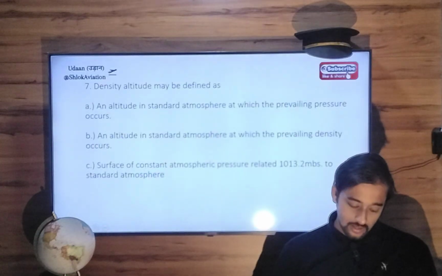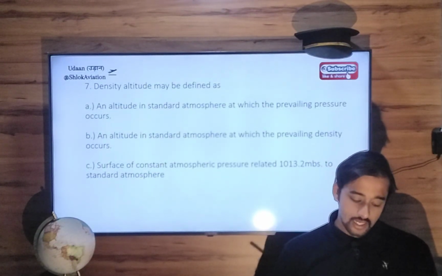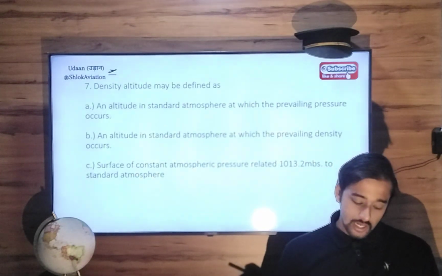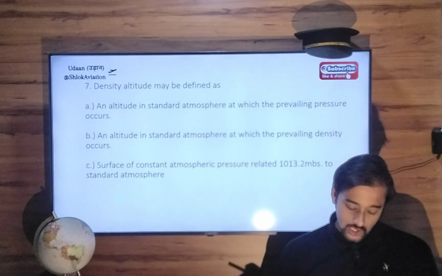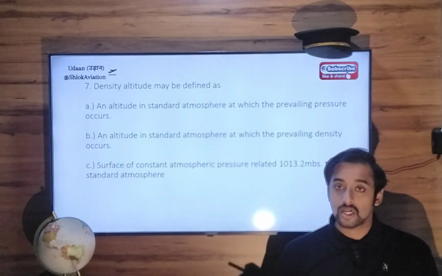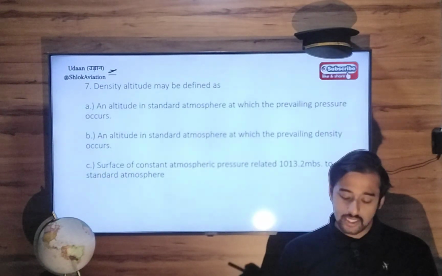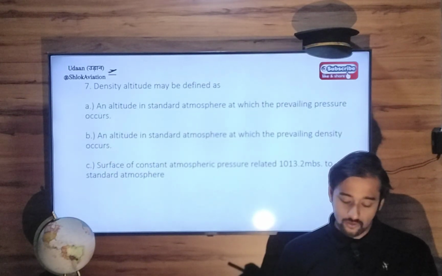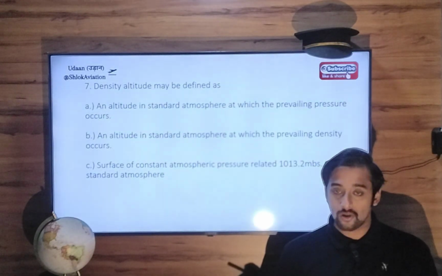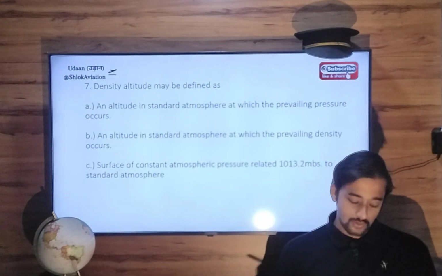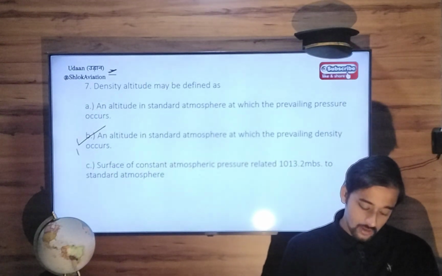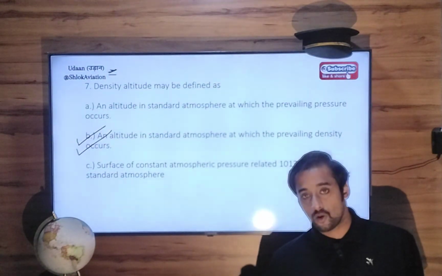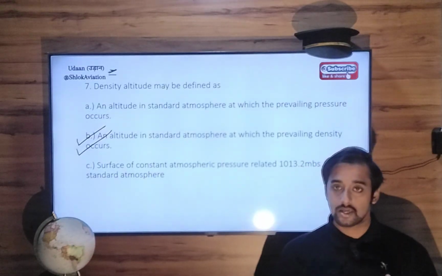So next question, question number 7. Density altitude may be defined as what? Density altitude is an altitude in standard atmosphere at which prevailing pressure occurs. An altitude in standard atmosphere at which prevailing density occurs. Surface of constant pressure related to 1013 in standard atmosphere. So the correct option is option Bravo. Density altitude is an altitude in standard atmosphere at which the prevailing density occurs.